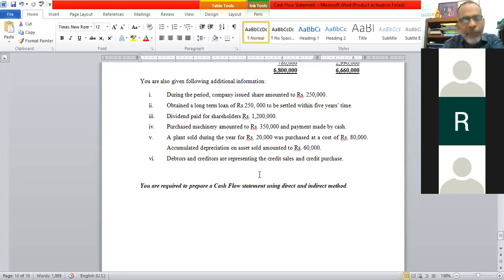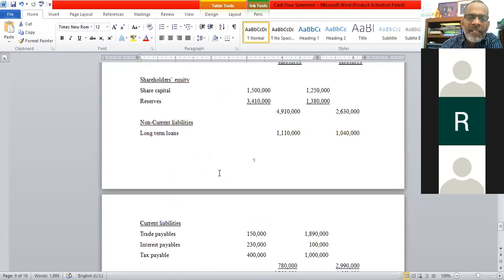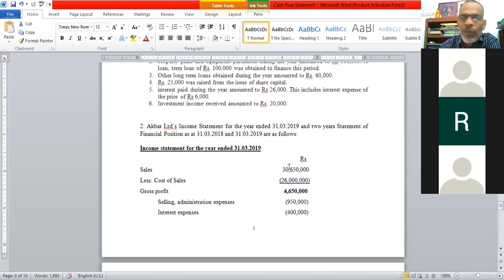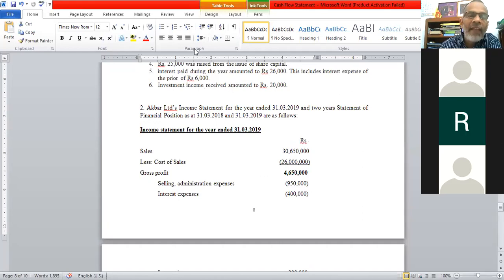With that information, you are required to prepare a cash flow statement using the direct method. Yesterday we did the same method. Please do the necessary workings and we will go for our new answer. We have completed question number 1, so now we will move to question number 2. Started with our normal way, write down the answer here.